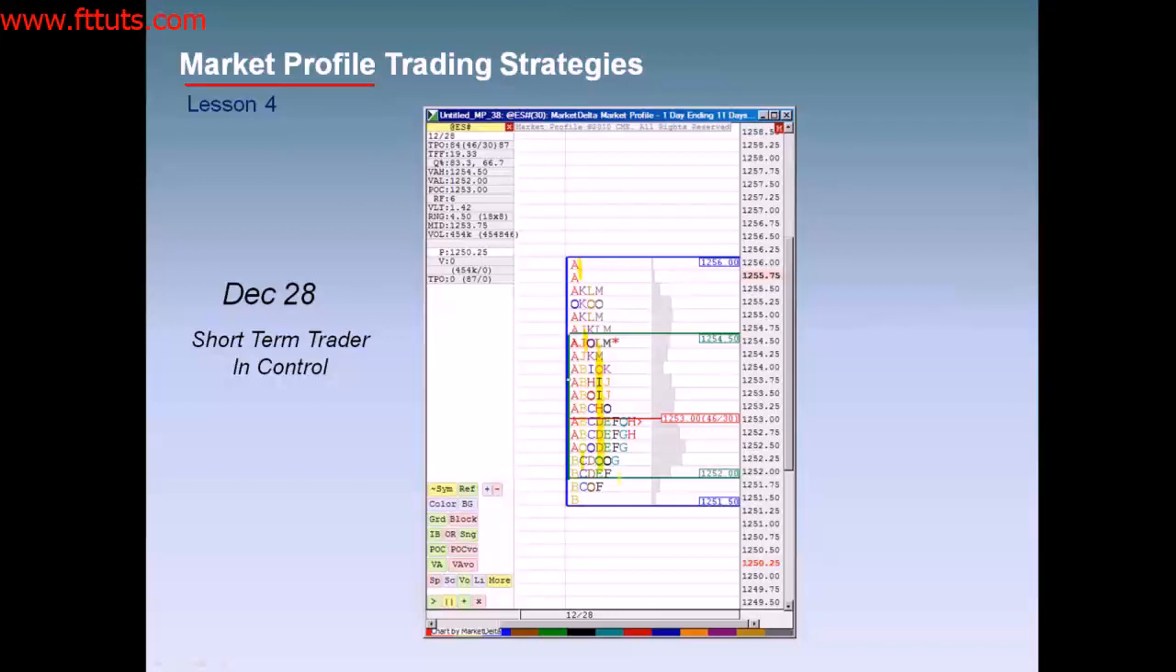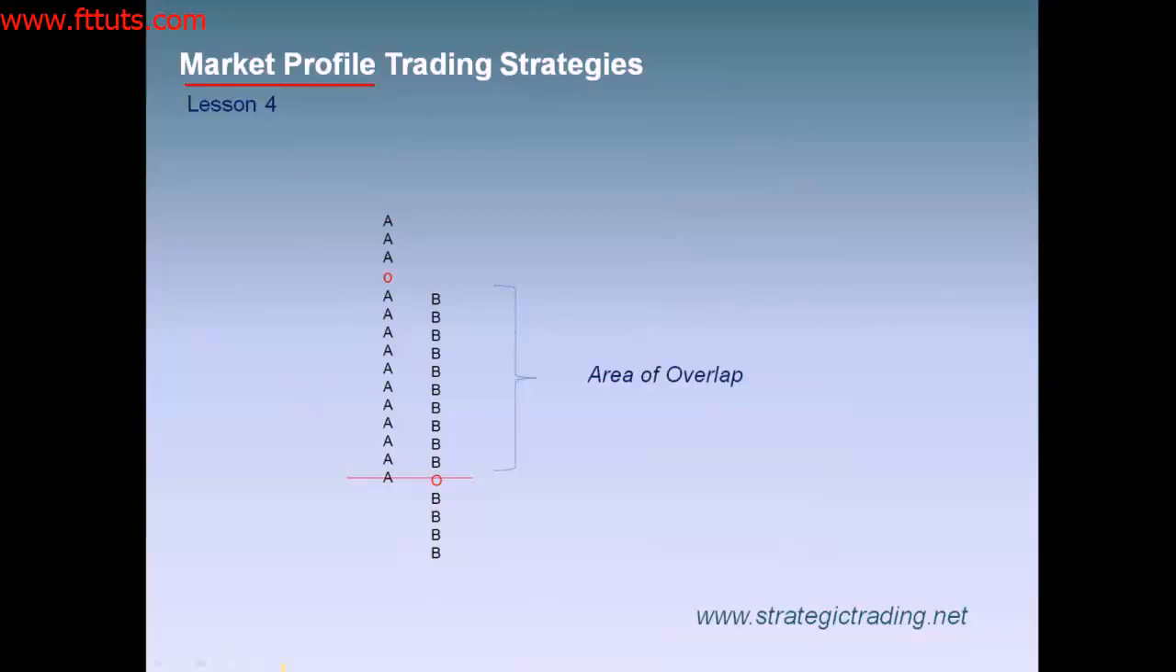Now, you're seeing this after the fact, at the end of the day. But now I want to work with you to help you identify this early on as it is developing during the day. All right, the first thing that we look at during periods A and B is the area of overlap. When you begin to see a lot of overlap between A and B, this is telling you that the short-term trader is in control. We really have not had any influence from a long-term trader.